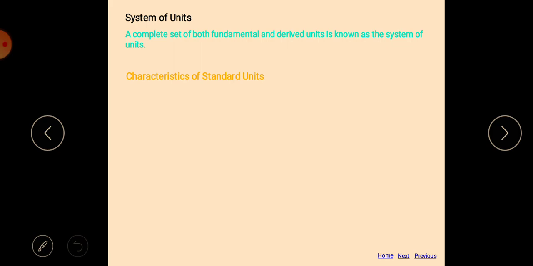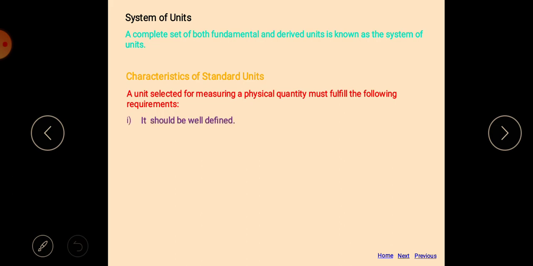क्या कैरेक्टरिस्टिक्स हो सकते हैं स्टैंडर्ड यूनिट के? कैरेक्टरिस्टिक्स से मतलब उसकी प्रॉपर्टीज़ के टर्म्स में भी ले सकते हैं आप, और स्पेसिफिक चीज़ें हैं जो एक यूनिट में होनी चाहिए, उन्हीं को आप कहते हैं कैरेक्टरिस्टिक्स ऑफ स्टैंडर्ड यूनिट्स. A unit selected for measuring a physical quantity must fulfill the following requirements.